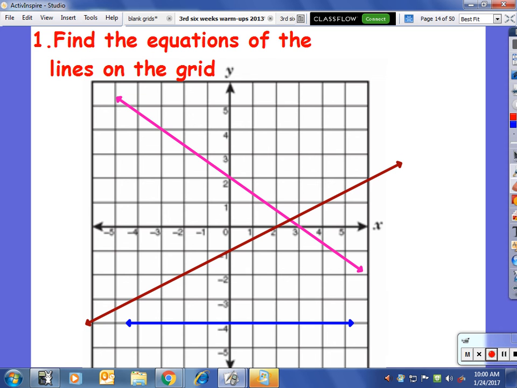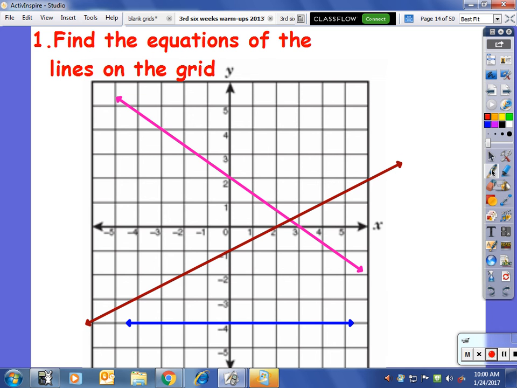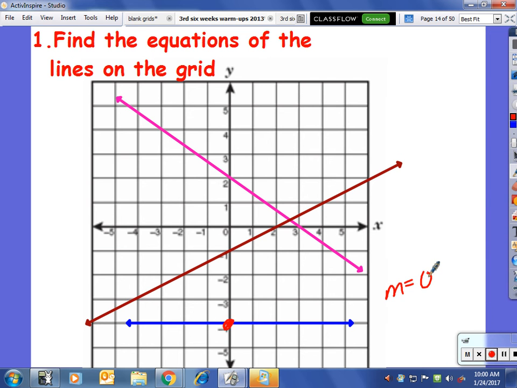Or 0 over 1. Okay, so yeah, we could write y equals 0, y equals 0 over 1. What's the y-intercept? -4. So our slope is 0. Our y-intercept is -4.